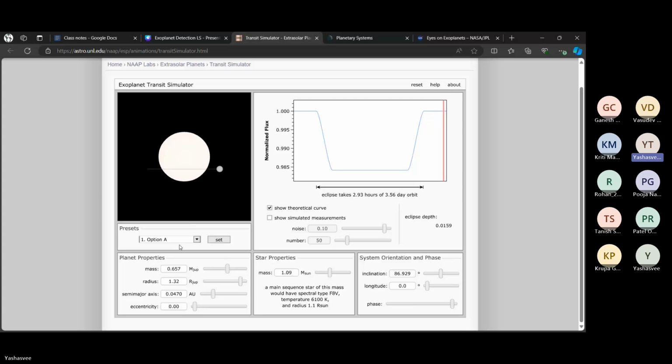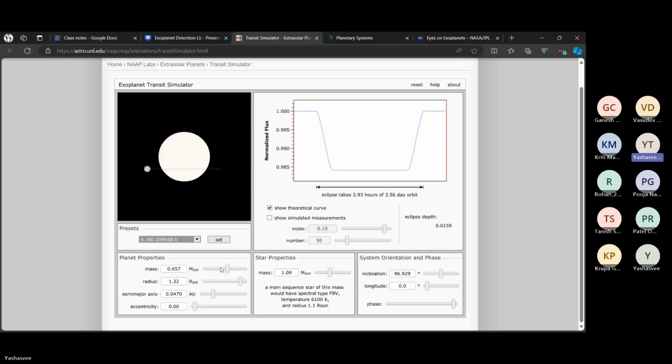As for this site, there are a lot of options. There are some presets. We have some preset options which will provide specific masses for the star or for the planet. And we also have some presets for actual exoplanets, like HD 209458b. We can check the light curve like this. There are also some other parameters which we can set according to how we want it to look.